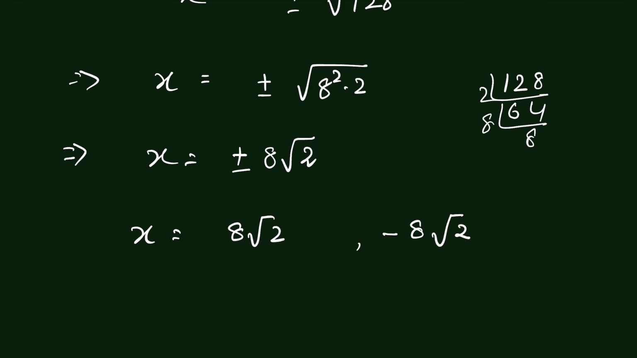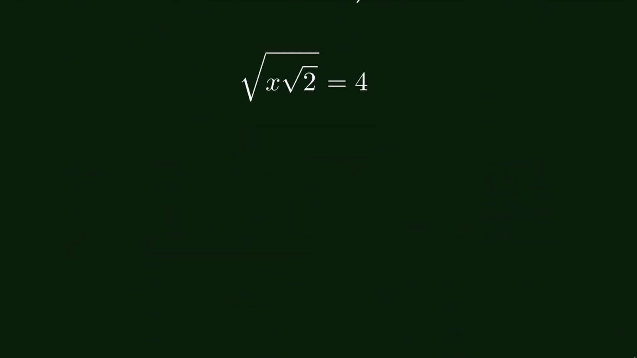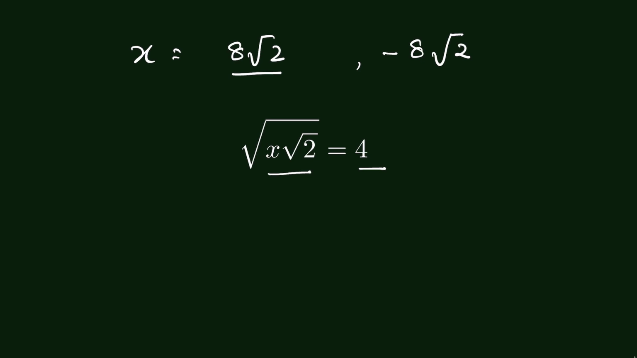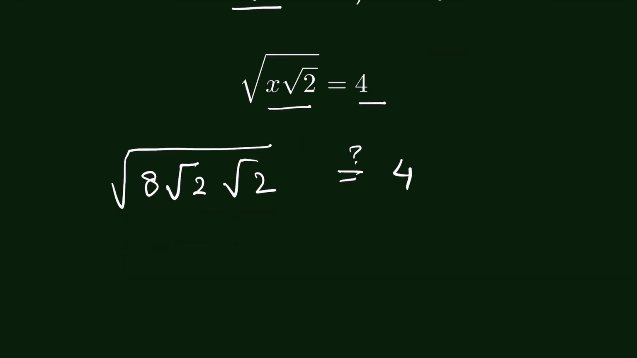Now let's verify this answer. We have to check whether LHS is equal to RHS. Now when x is 8 times square root of 2, so 8 times square root of 2 times square root of 2 under square root. Let's see whether it is equal to 4.